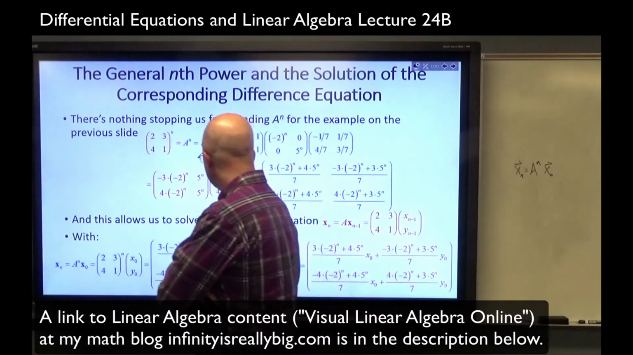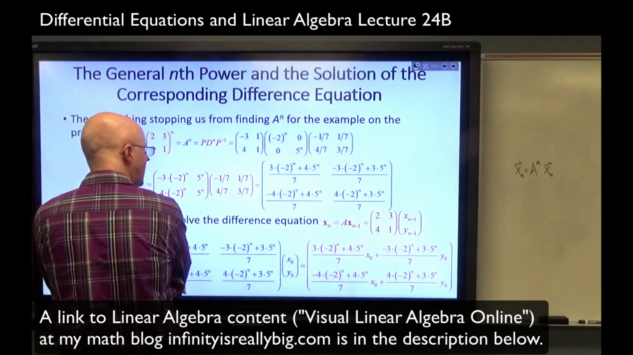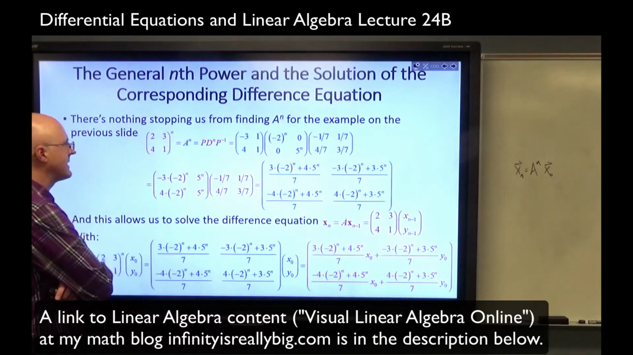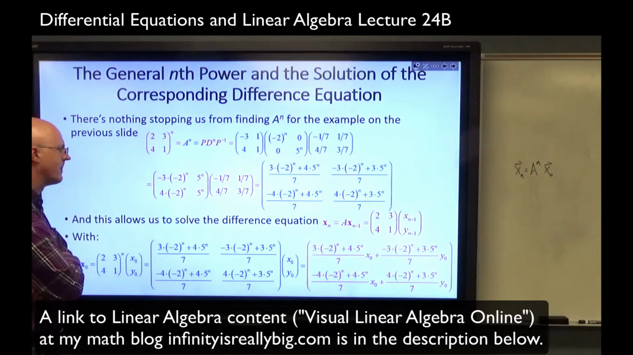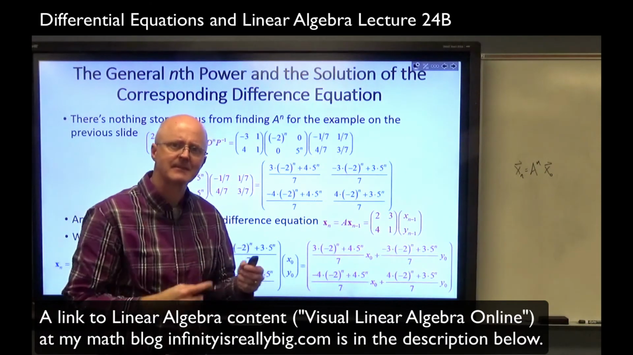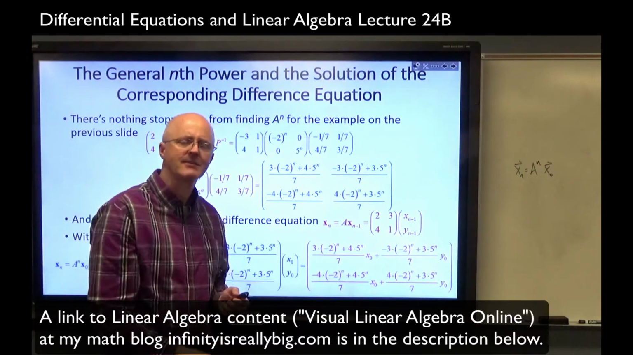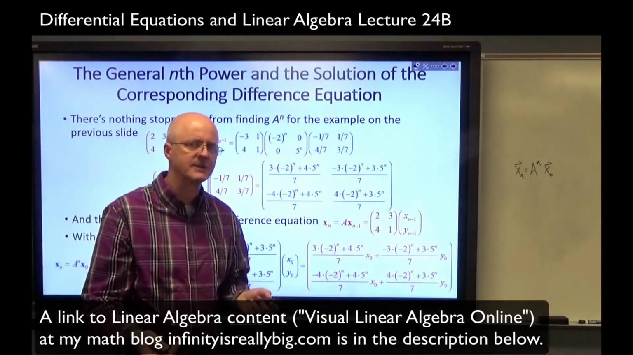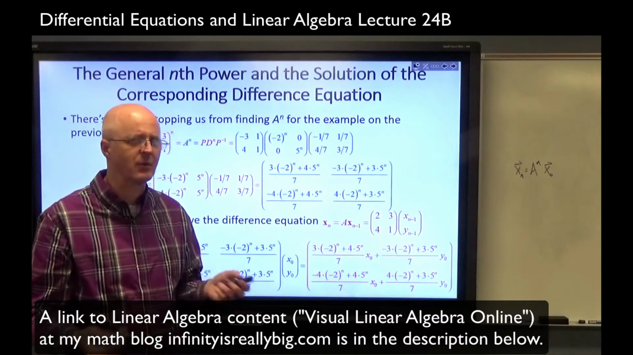One eigenvalue is positive, positive 5. One eigenvalue is negative, negative 2. With difference equations, things get weird with negative eigenvalues. You get some balancing back and forth. It's something that happens with difference equations that doesn't happen with differential equations.